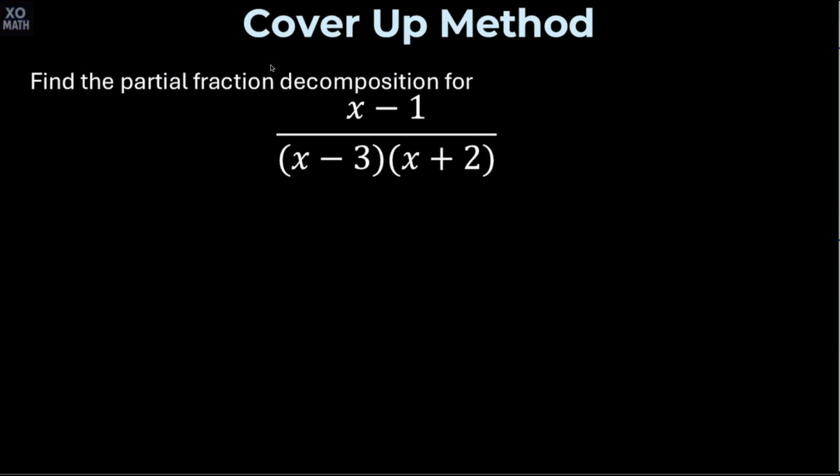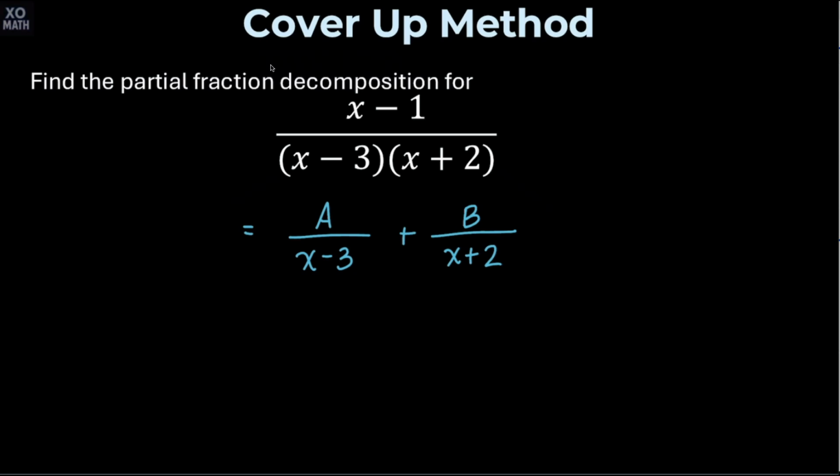So here we have the rational expression x minus 1 all over the quantity x minus 3 times the quantity x plus 2. The denominator's already factored, that's nice. It factors to distinct linear factors, so each of those is going to get its own partial fraction. What we traditionally do is put a generic constant like A over the factor x minus 3, plus a generic constant, let's call it B, over the quantity x plus 2. And we're in search of A and B.